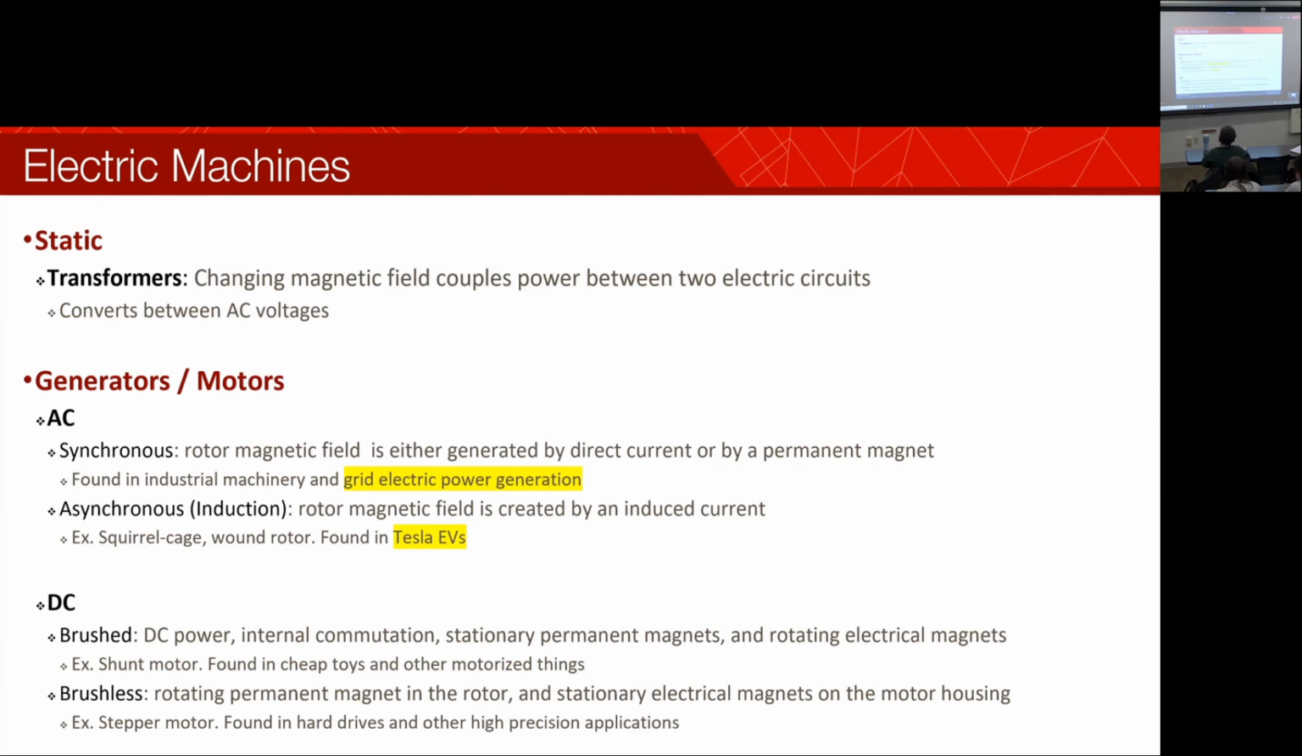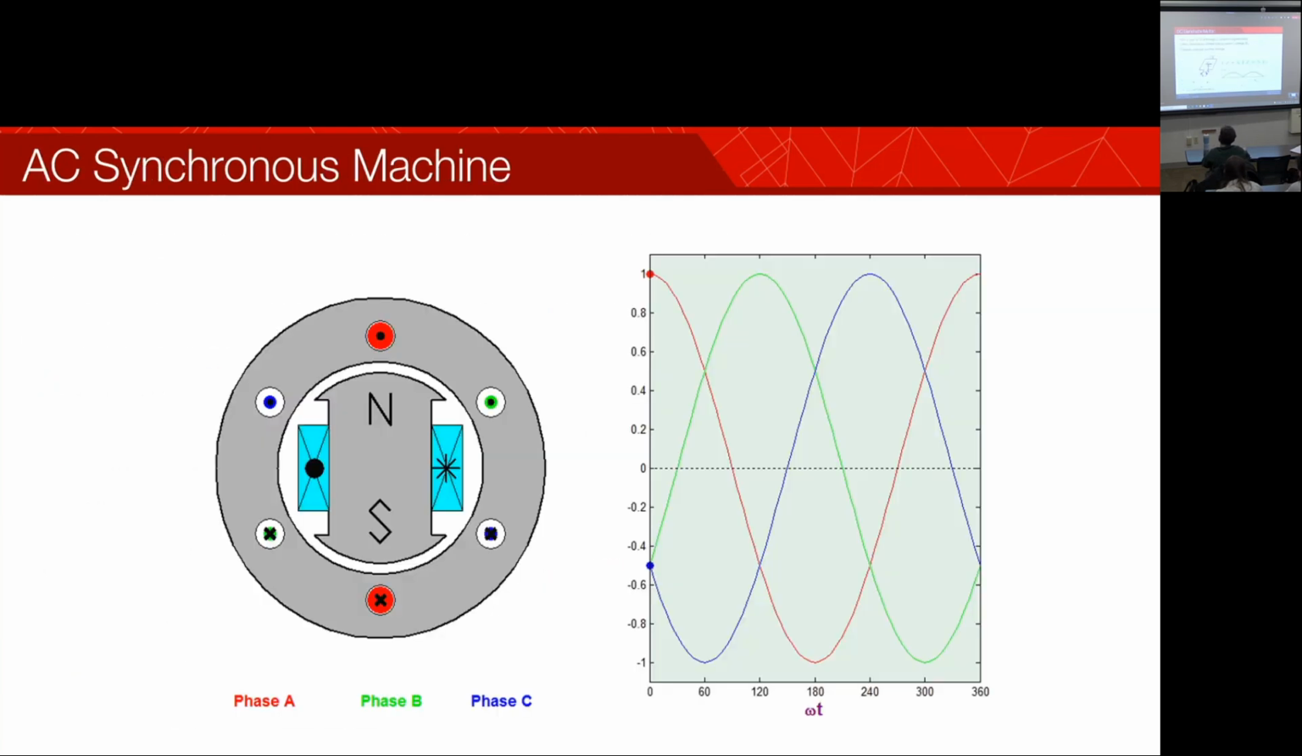Just to show you what a typical synchronous AC motor is like: the reason it's called synchronous is that if the AC electricity is at 60 hertz, this thing is rotating synchronously with 60 hertz. It might not be rotating 60 times a second, but it'll be rotating at some multiple of that.